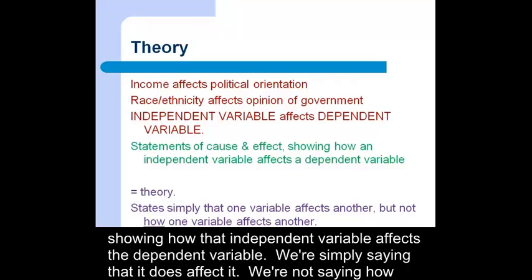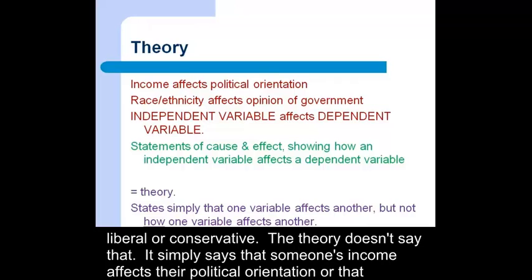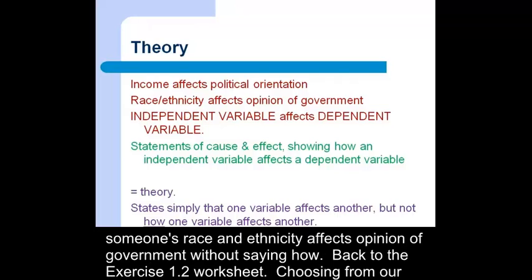We're not saying how someone's income affects their political orientation, whether having a higher income or a lower income makes someone more or less liberal or conservative. The theory doesn't say that. It simply says that someone's income affects their political orientation, or that someone's race and ethnicity affects opinion of government, without saying how.